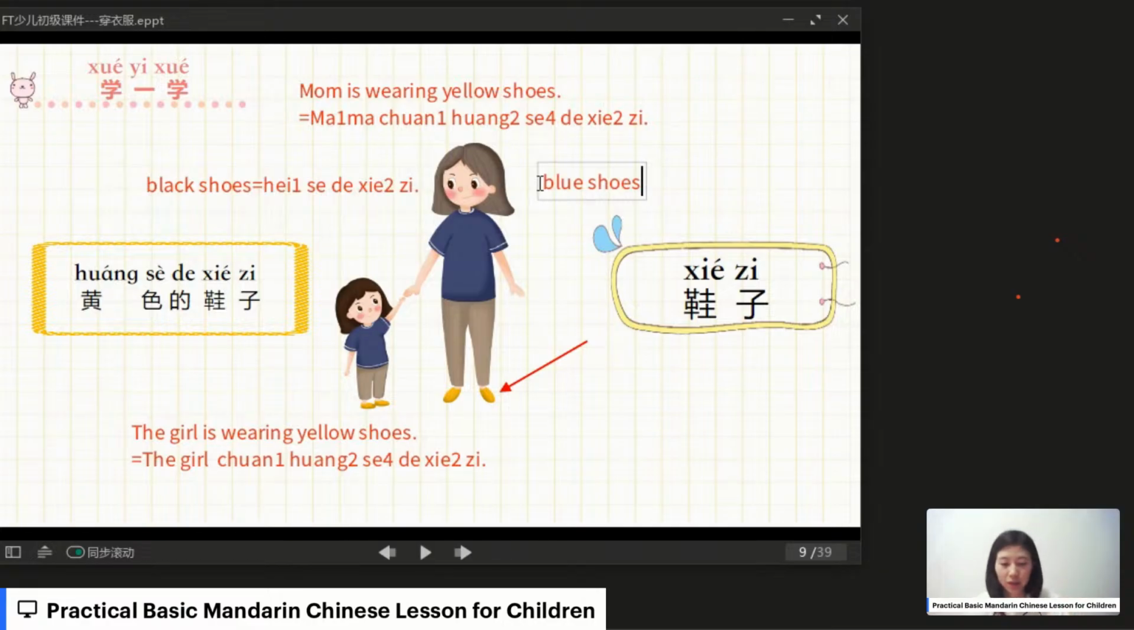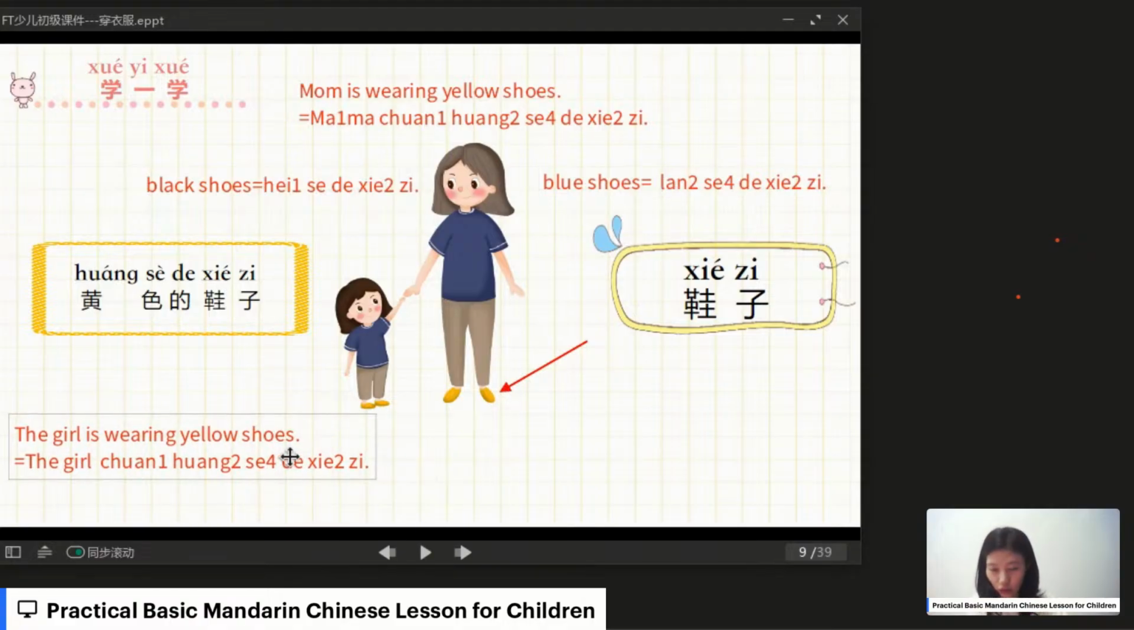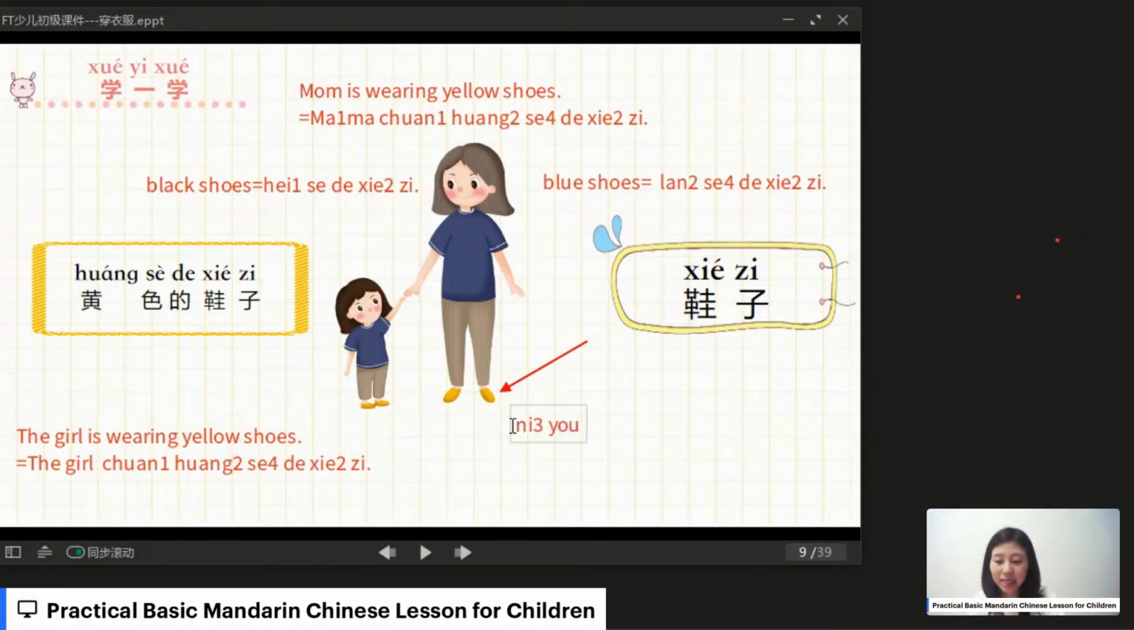The blue shoes? Blue, how can we say blue in Chinese? So the blue, that would be 蓝色, right? 蓝色的鞋子. So do you have these blue shoes? Normally we can just ask, right? So do you have, 你有蓝色的鞋子吗？ It's like, do you have blue shoes?